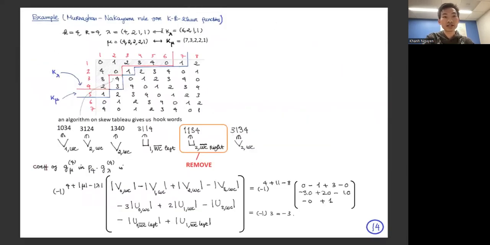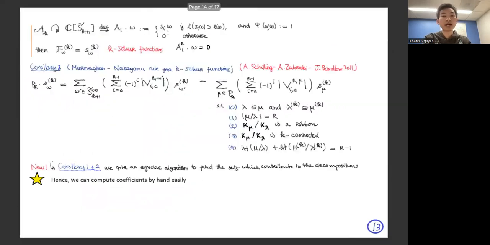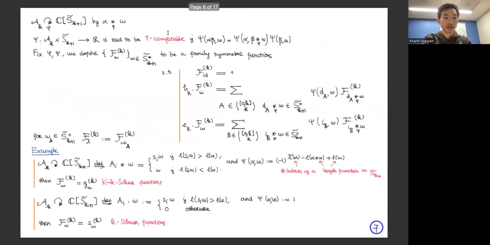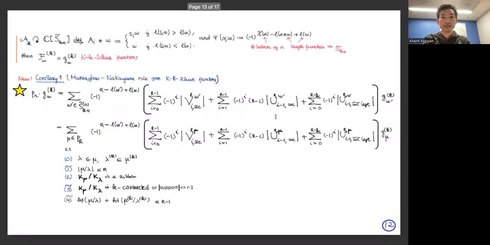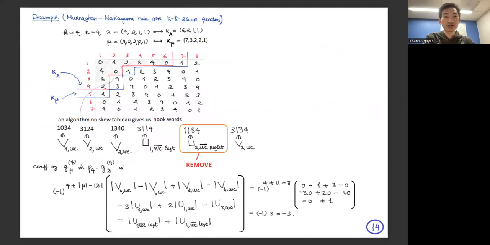So the first step, I need to find the partition kappa lambda associated to lambda. You already know how to find kappa lambda by this bijection. From lambda, we know how to compute kappa lambda. Now similarly, we can find kappa mu from mu given by this one. And now we start the algorithm to find the coefficient.